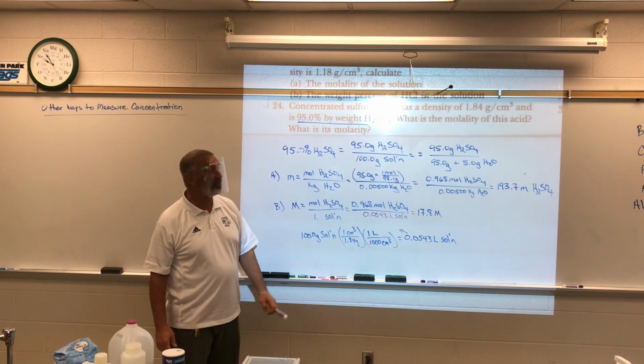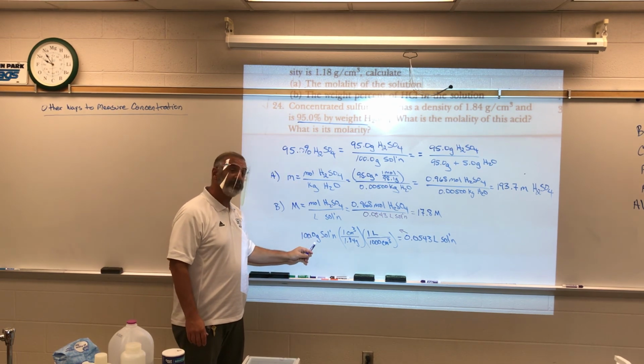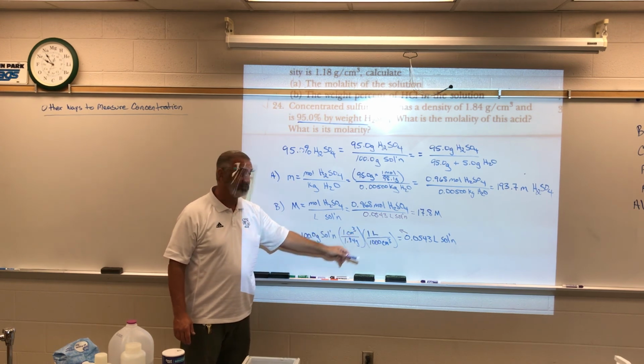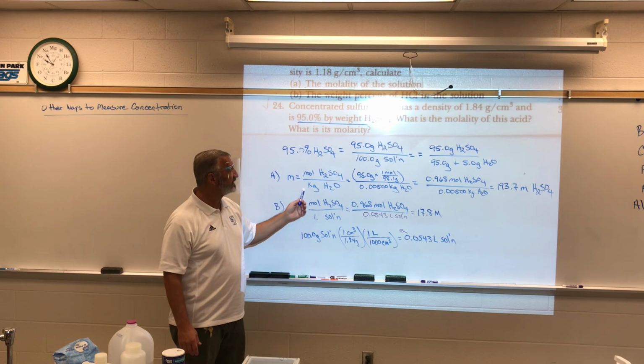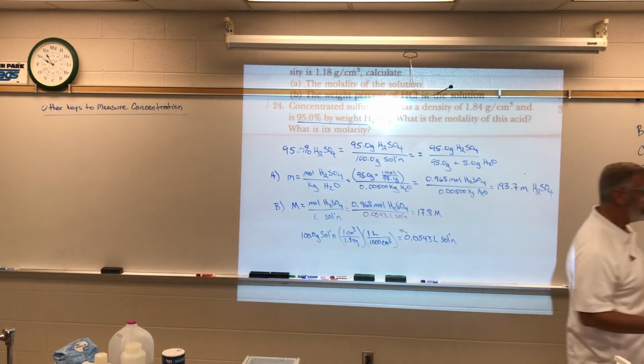Okay? So the whole key is using the density to convert. Notice this time I'm giving grams of solution, and I have to figure out liters of solution. Sometimes they might just tell you grams of solvent, and you have to then, knowing that.